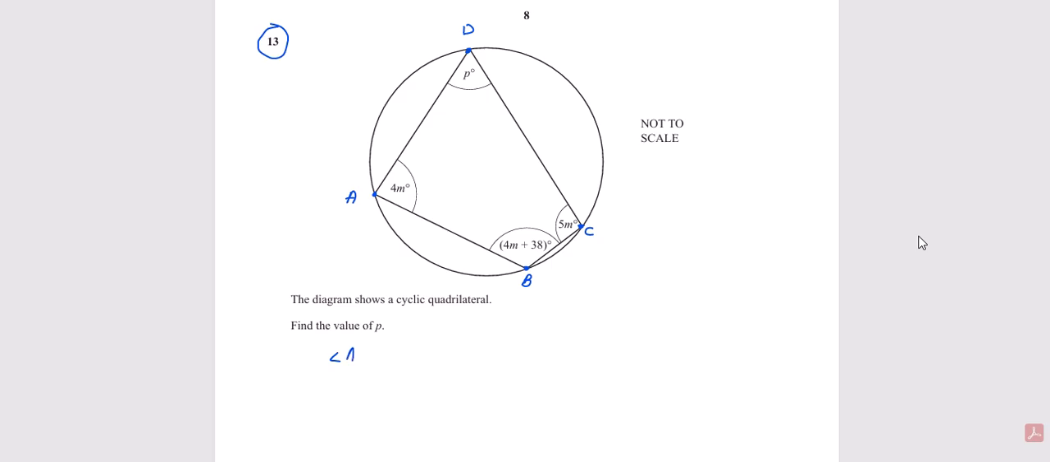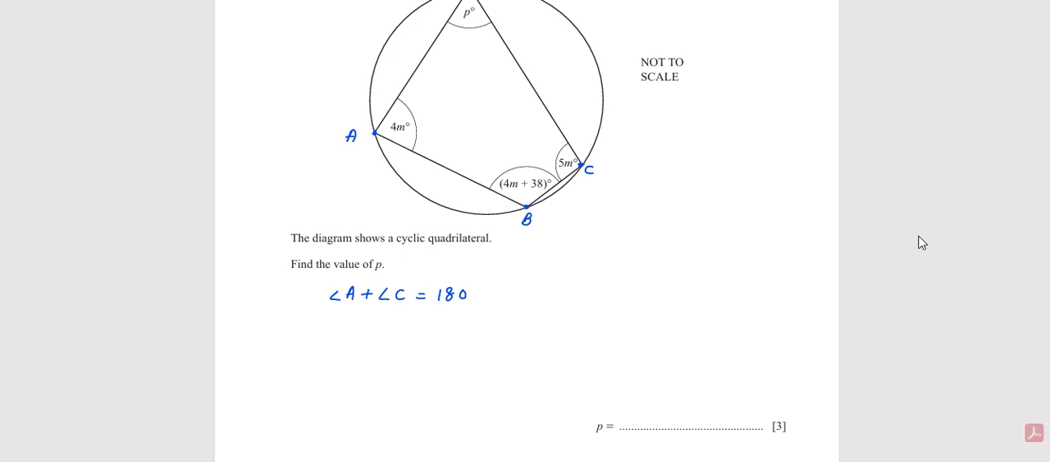So angle A plus angle C is equal to 180. So angle A is 4m plus angle C is 5m is equal to 180. Sum of these values, we get 9m is equal to 180. Divide with 9, 180 divided with 9. So m is equal to 20.